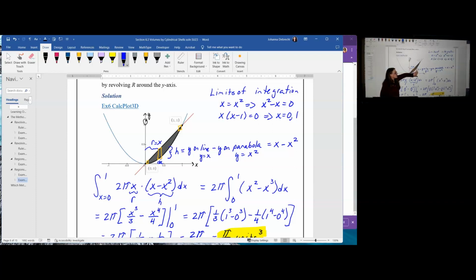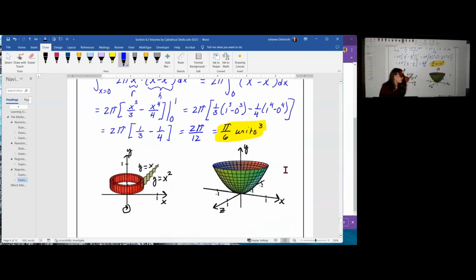Now I need to represent the height or length of the strip. The height of the cylinder is the length of that rectangle. In this case, it's the y value on the line minus the y value on the parabola. But the line is y equal x, and the parabola is y equal x squared. So the height is the expression x minus x squared. Substituting these into the formula, 2 pi r h differential, I can distribute and apply the power rule for integration. After I substitute the limits of integration and simplify, I get pi divided by 6 cubic units.